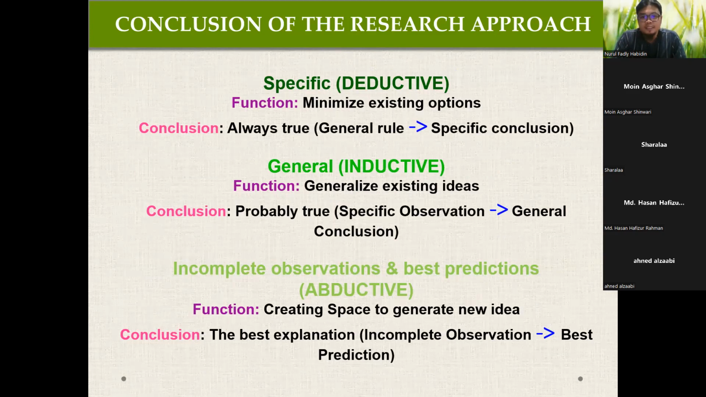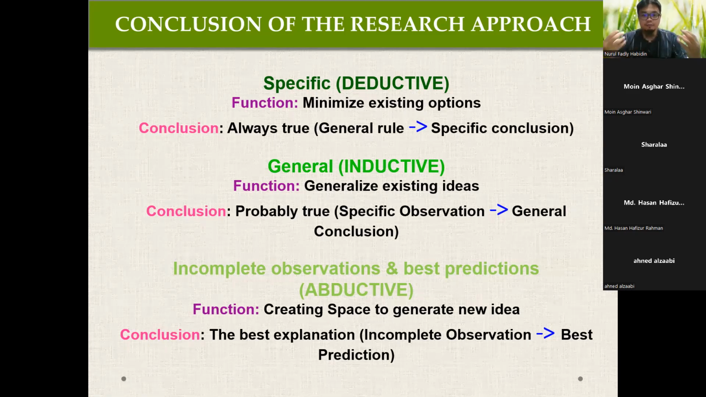Function and conclusions. Deductive is specific. Inductive is more general. Incomplete observation, once you use another approach, becomes the best. You actually start because it is incomplete. So in order to complete it, you need to use another. So you have observation, next you use a questionnaire. Because it is supported by the questionnaire, it becomes the best prediction. Function, minimize existing options. Deductive, minimize. Function, generalize existing ideas. So we cannot say maximum lah, but we actually generalize any others' perspectives, multiple and diversified.